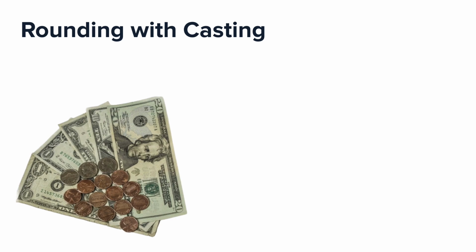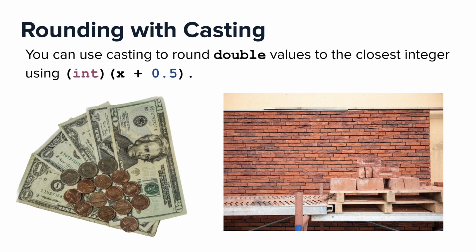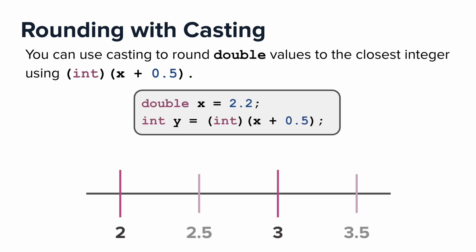Casting can also come in handy when it comes to rounding. For example, a program that involves money might want to round to the nearest dollar, or a program that calculates building supplies might need to round to the nearest brick. You can use casting to round double values to the closest integer using the expression int x plus 0.5.